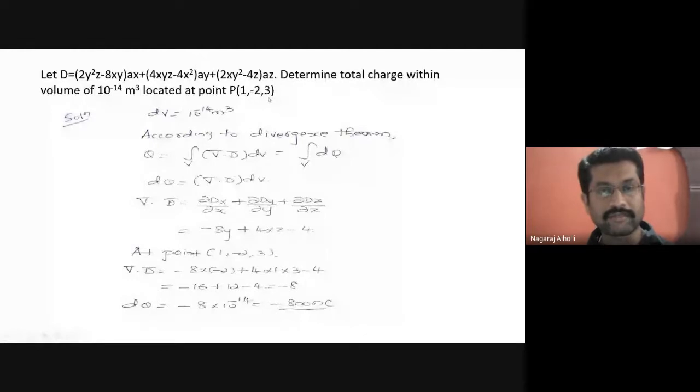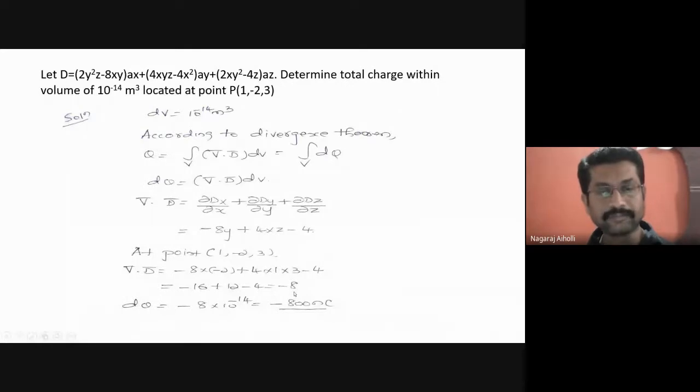At these coordinates, find the value of del dot D bar. Del dot D bar is equal to minus 8y plus 4x minus 4. With y is minus 2, x is 1, then z is 3, right? Then minus 8 into minus 2 is minus 16, plus 4 into 3 is 12, then minus 4. This will be minus 16 plus 12 is minus 4. Minus 4 plus minus 4 is minus 8. The answer is minus 8.